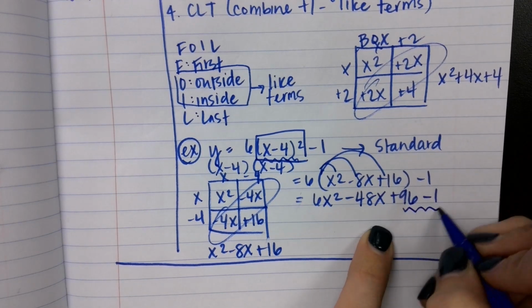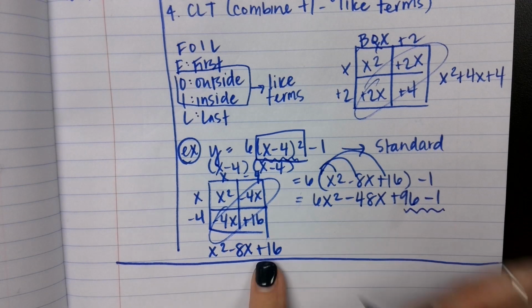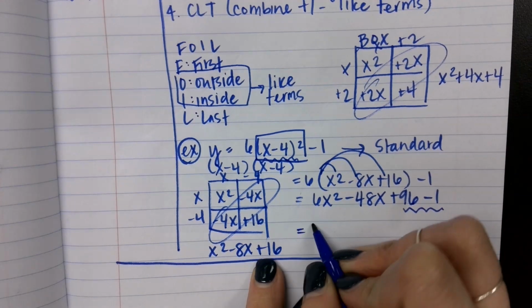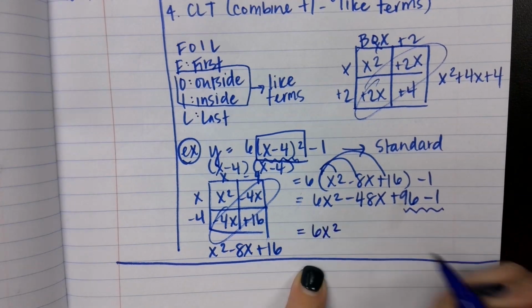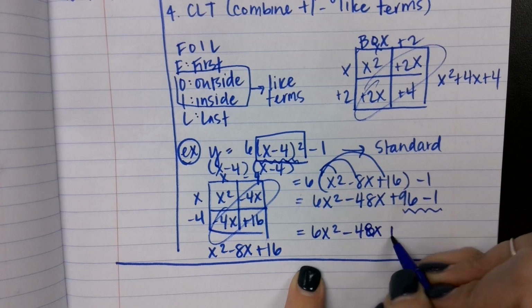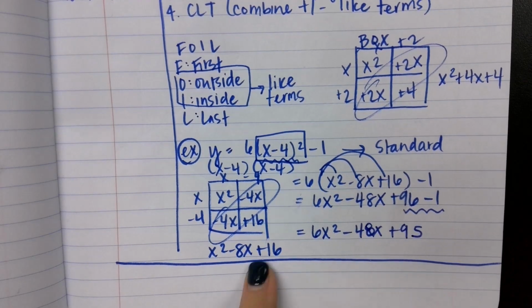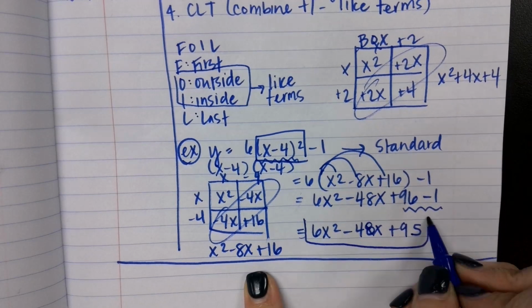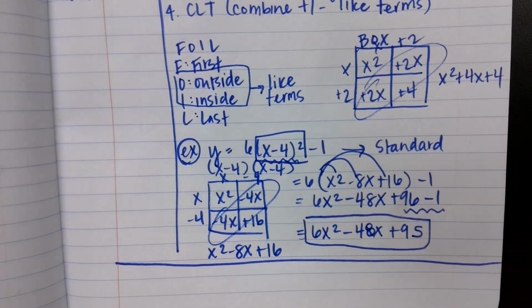Last step is to combine like terms. My 96 minus 1, my two constants, are my like terms. So my final expression is 6x squared minus 48x plus 95. We'll do more like this tomorrow.